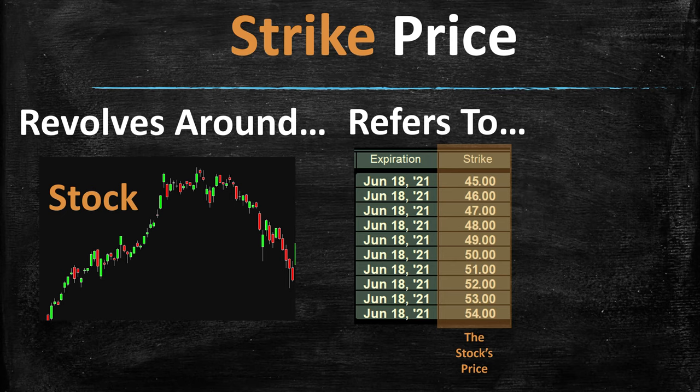Now, there are two kinds of options out there. The first type is called call contracts. As far as the realm of call contracts, if the stock goes up, then the call contract value is going to rise itself. So if you think a stock is going to go up and you buy the call contract and the stock does go up, well, hey, guess what?